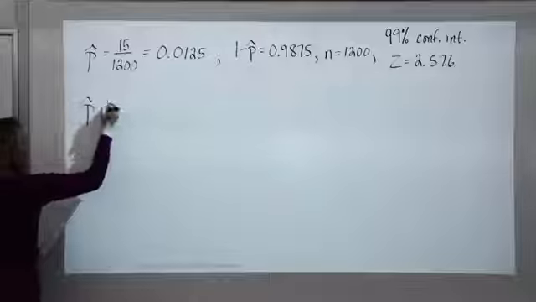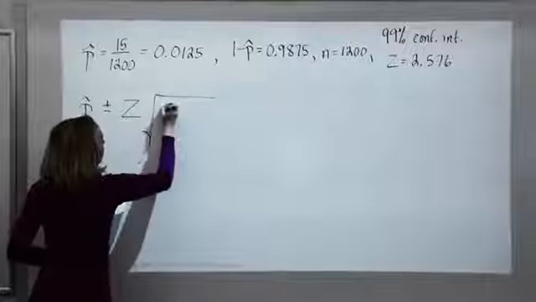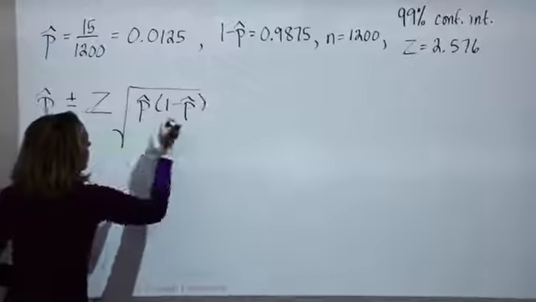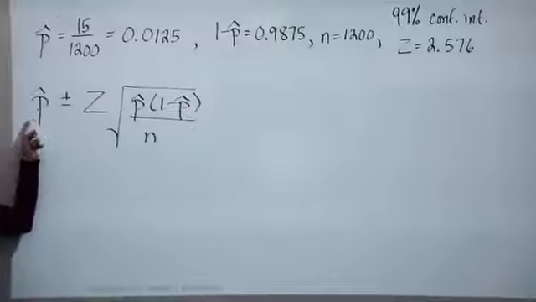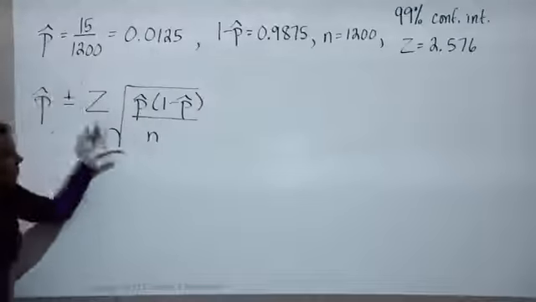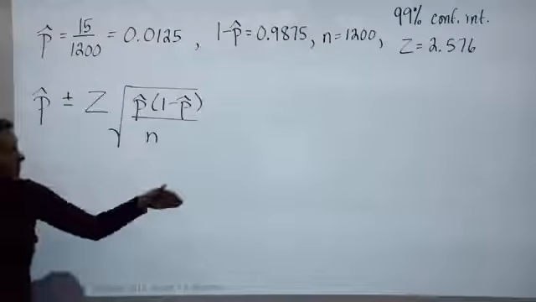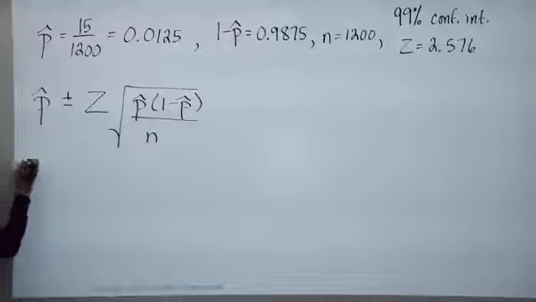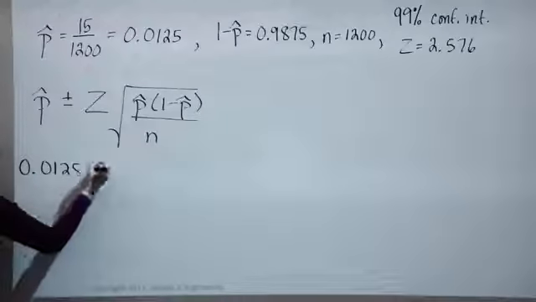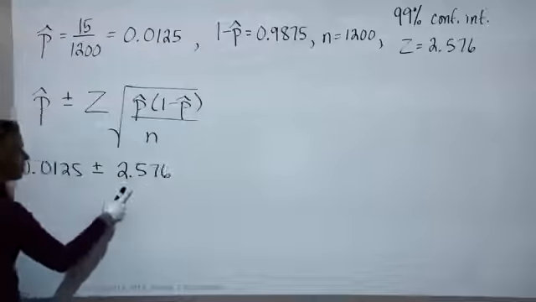Recall this was the formula. So we're going to take our best guess for the proportion, plus or minus. Remember, we called this part the margin of error, and it incorporates how many standard errors we want to jump out from that best guess. So we have everything we need. We're just going to plug the values in here. So our sample proportion value was 0.0125. We'll take plus and minus that z-score.